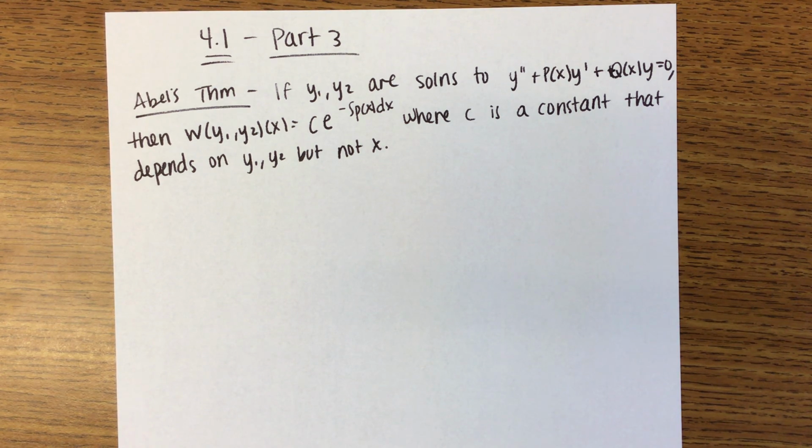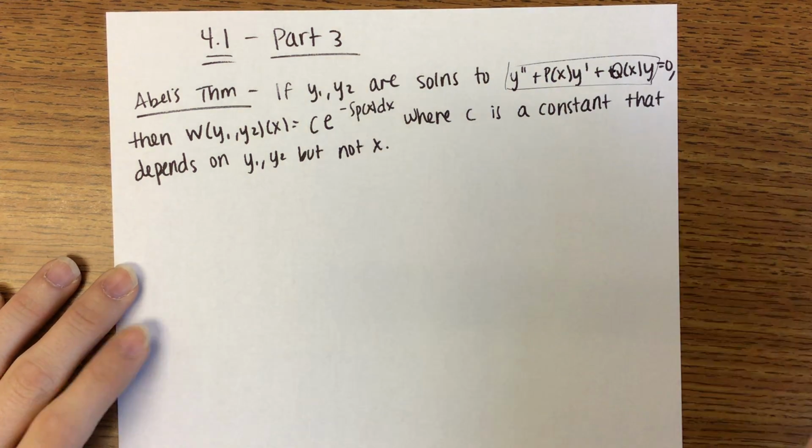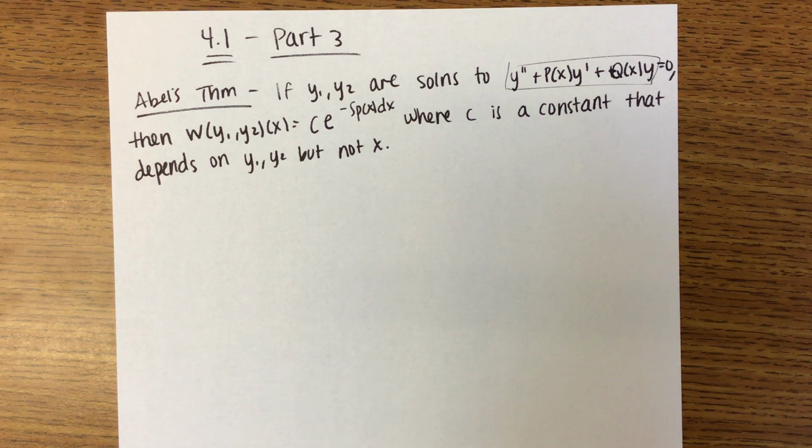Okay, Abel's theorem gives us another way to calculate the Wronskian. Now, I would say that Abel's theorem is not particularly helpful because it only applies when you have two solutions and you have to have an equation in this form. So not the most helpful, but you still need to know it.